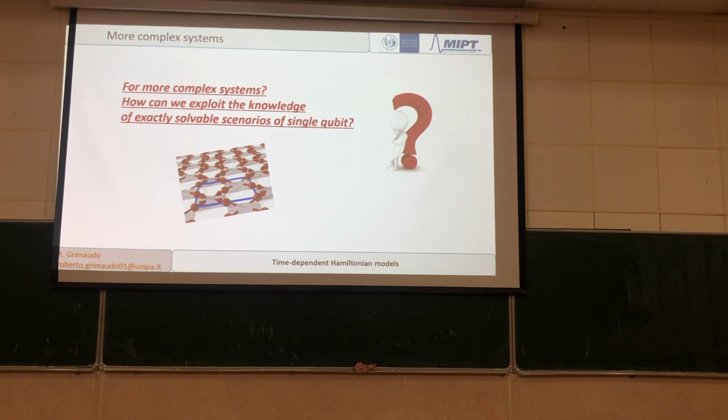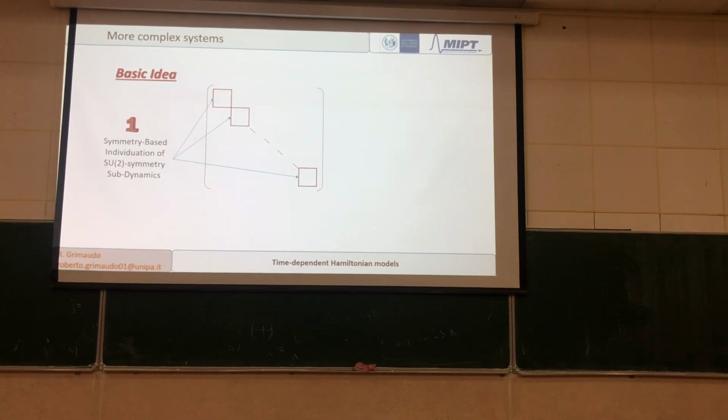So, of course, let us think about the fact that the Hamiltonian of two interacting spin 1/2, for example, has no SU2 symmetry, so we cannot exploit what we have seen before. So in this case, another strategy is necessary. What can it be? The approach we used is based on 3 steps.